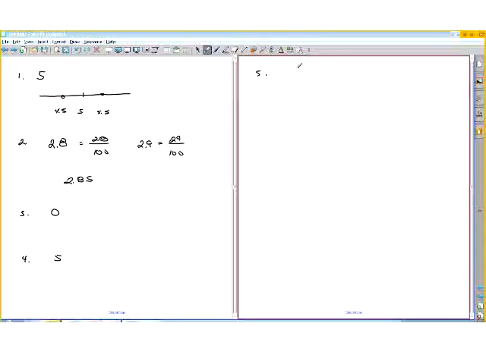Number 5, an irrational number that is between the square root of 13 and the square root of 15. Well, if you have the square root of 14, since 14 is between 13 and 15, then the square root of 14 is between the square root of 13 and the square root of 15. Of course, there are other ones.